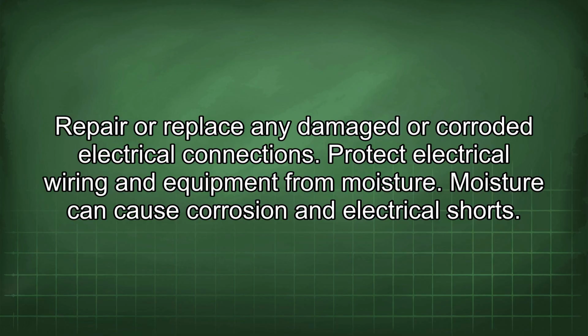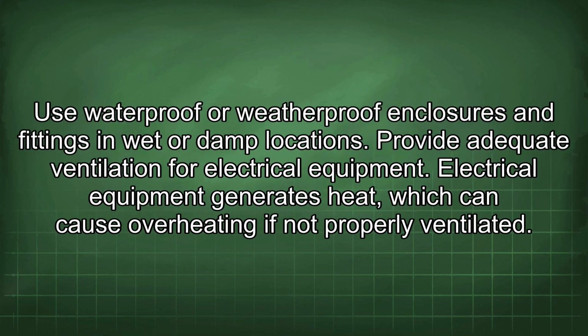Protect electrical wiring and equipment from moisture. Moisture can cause corrosion and electrical shorts. Use waterproof or weatherproof enclosures and fittings in wet or damp locations. Provide adequate ventilation for electrical equipment. Electrical equipment generates heat, which can cause overheating if not properly ventilated.